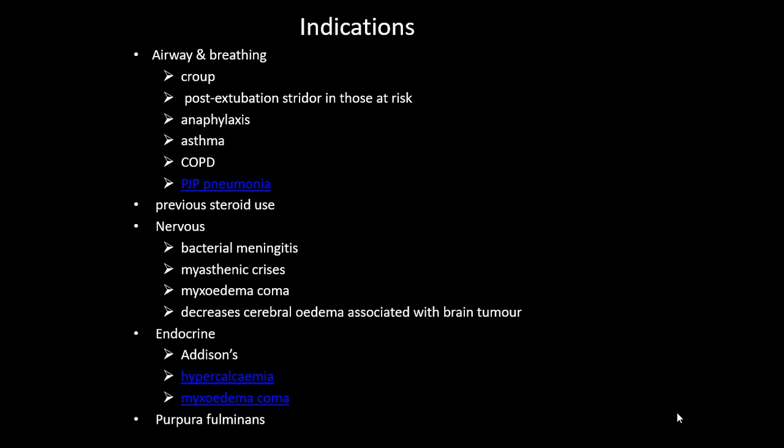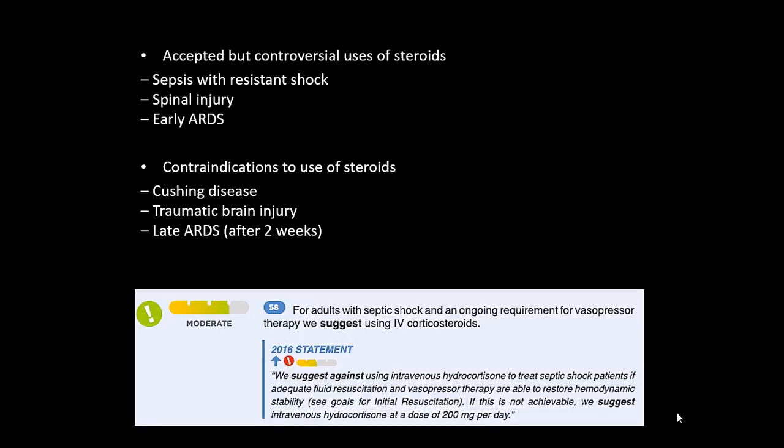Nervous system, like bacterial meningitis, myasthenic crisis. Endocrine, hypercalcemia, Addison's, myxedema coma. Accepted but controversial use of steroids: sepsis with resistant shock, spinal injury, early ARDS. Contraindication to use of steroids are Cushing's disease, traumatic brain injury, and late ARDS.